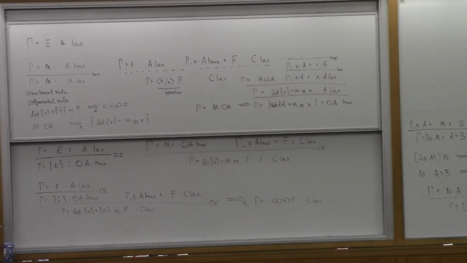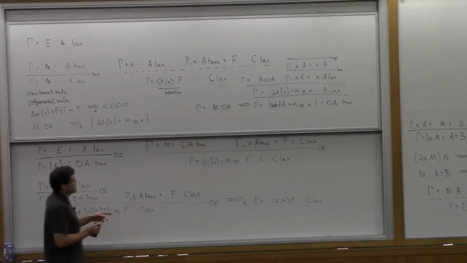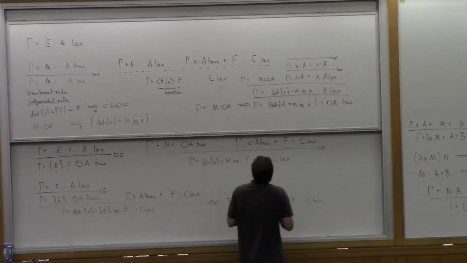So the rules are sound and complete. Okay. And so in some sense, the main issue now is the thing that we haven't done yet. We haven't defined this funky kind of substitution, E for x in F. And why is it funky?